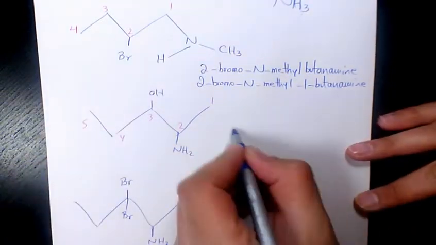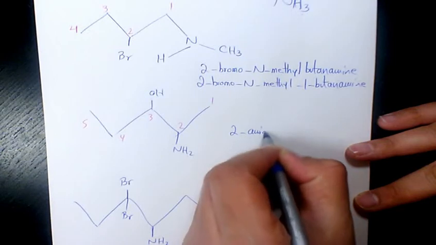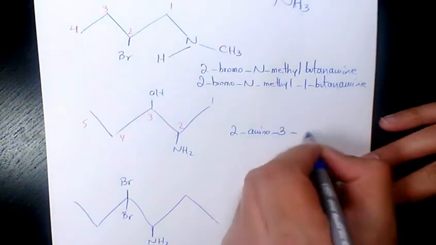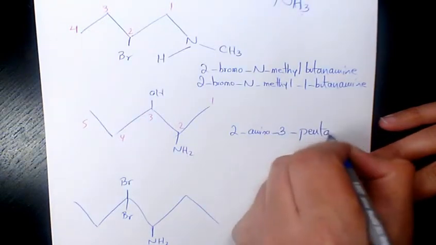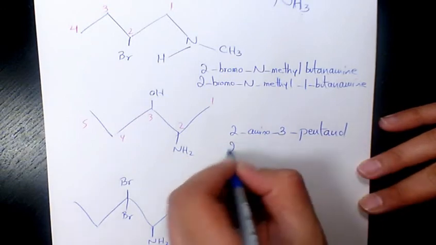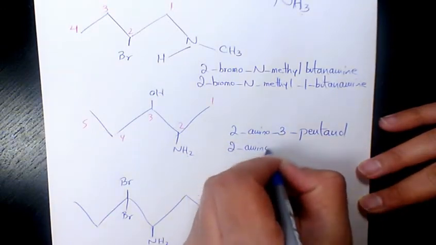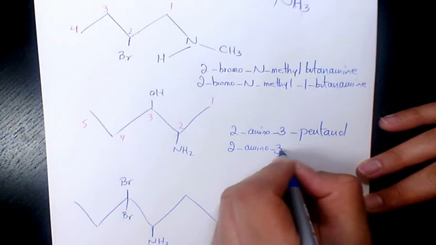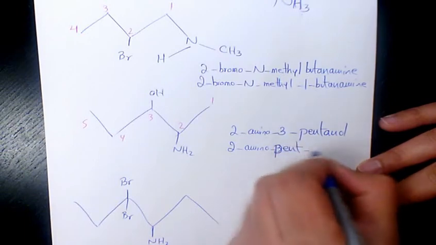So we're going to have 2 amino, 3 pentanol, or we can have 2 amino, pent 3-ol.